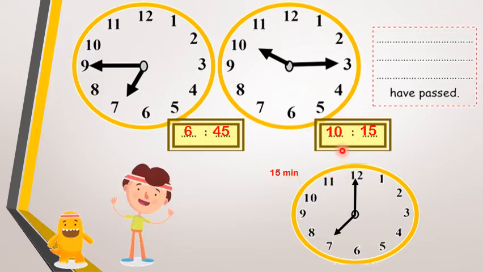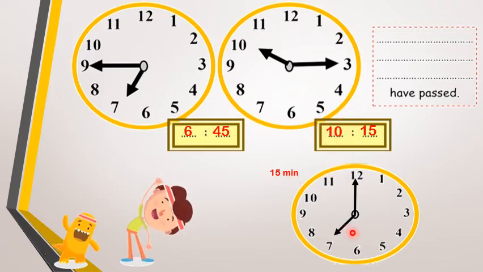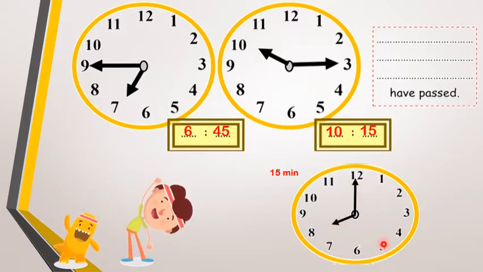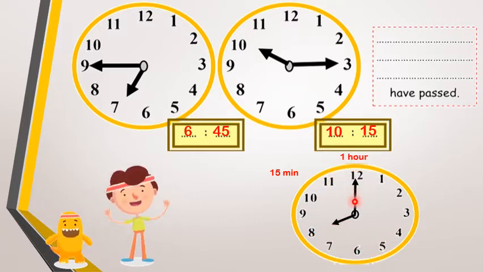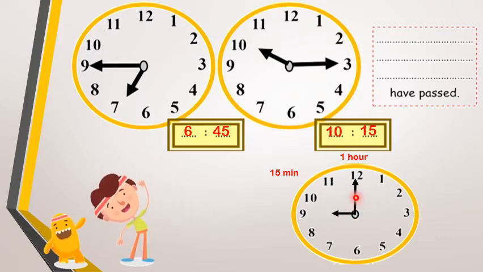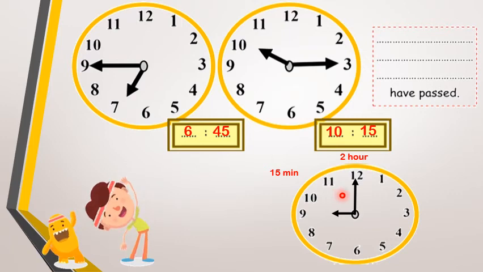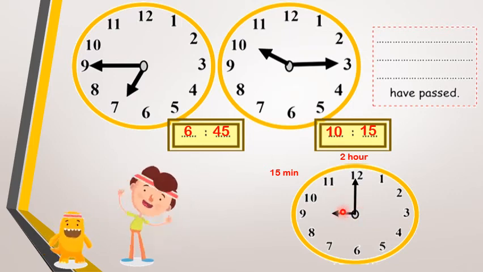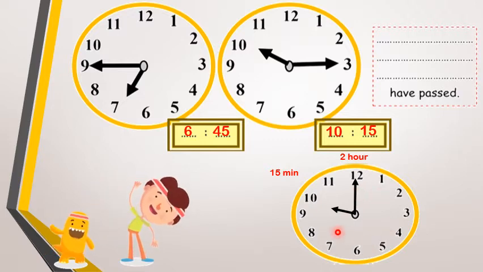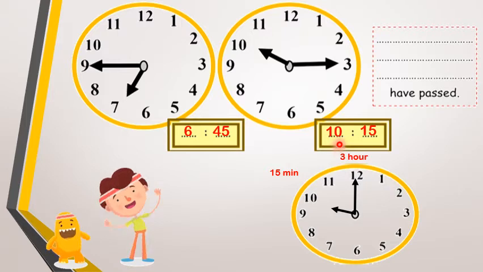Now it's time to calculate how many hours passed. The short arm will move to the next hour. It means the long arm moves the whole circle, so it's 1 hour. Now the short arm will move to the next hour. This means the long arm moves the whole circle, so it's 2 hours. The short arm will move to the next hour. This means the long arm moves the whole circle, so it's 3 hours. Now I calculated the hours.